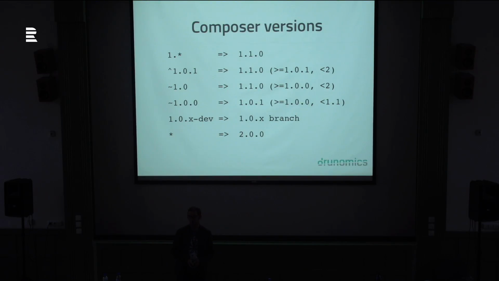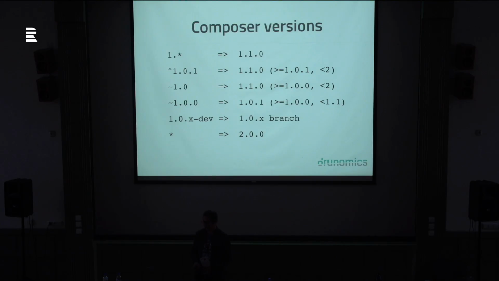If you want to fetch a dev version or a special branch, you can easily do that by just appending the -dev suffix to the version constraint, and then Composer will just pick the dev version for you. Or if you don't care at all, you can also just pass a wildcard, which means, yeah, just get me the latest stable release.